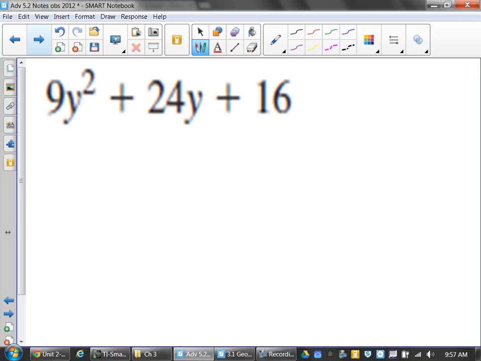So the first thing we're going to do, multiply first and last, and I believe you get 144? Yeah. Okay. So what times what is 144? 12 and 12. Everybody okay with that? All right. So when I split out my middle term, I have the 9x squared plus 12x plus 12x. Yeah, I'm sorry, I meant y, but whatever.